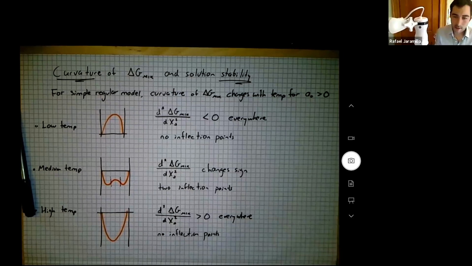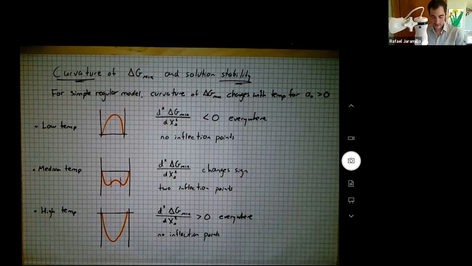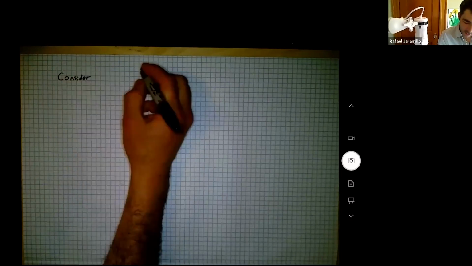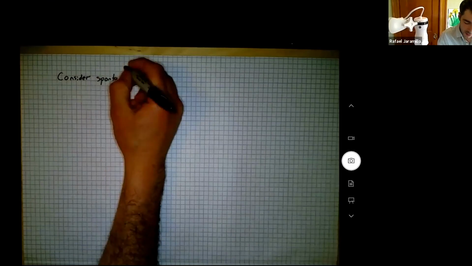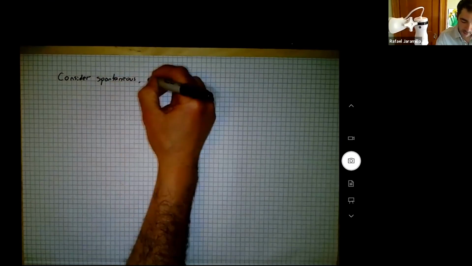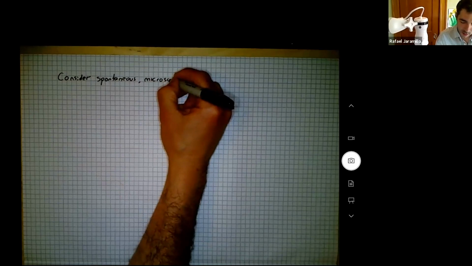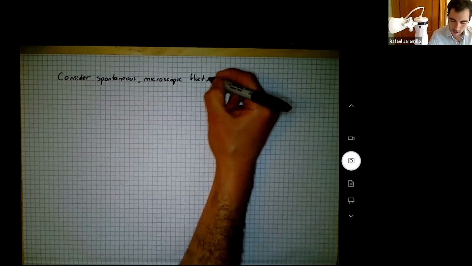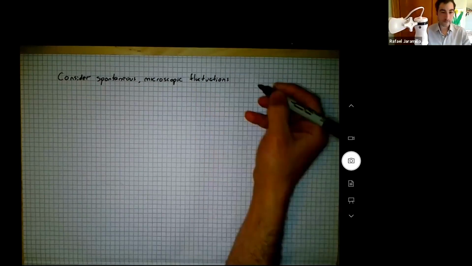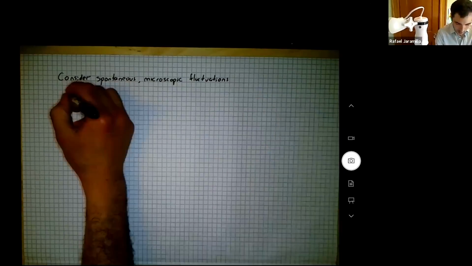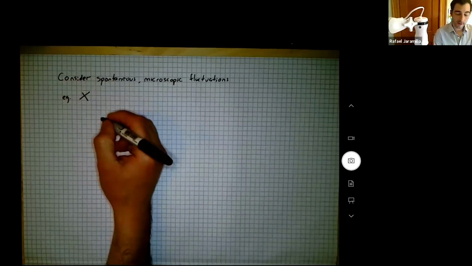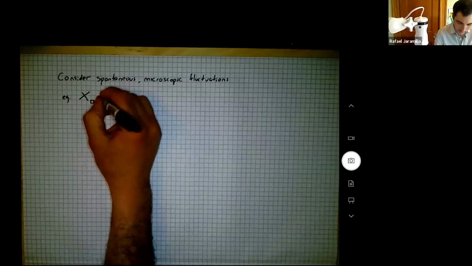All right. Why am I telling you this? So I want to draw a little picture here. I want you to consider spontaneous microscopic fluctuations. For example, let's consider a system of squares and triangles at 50-50 composition.